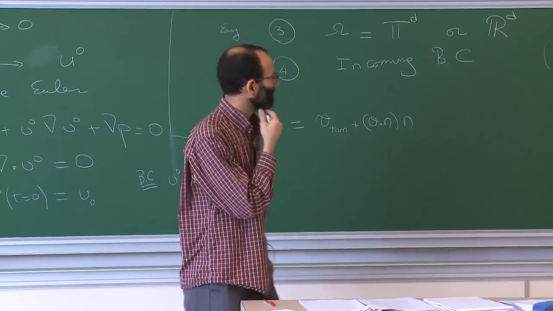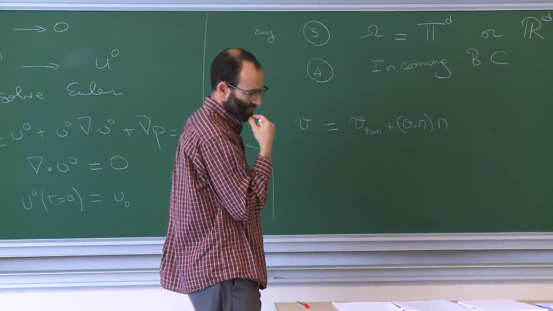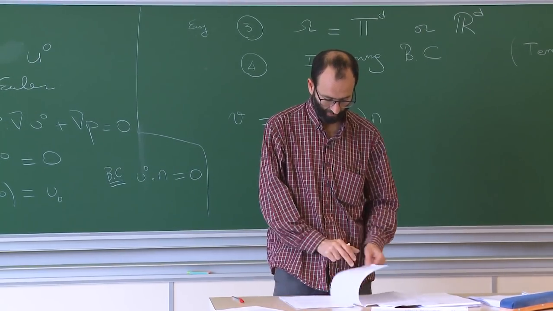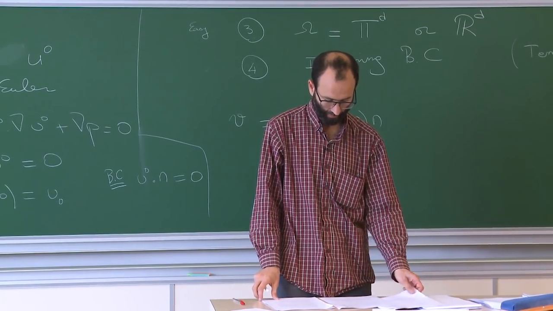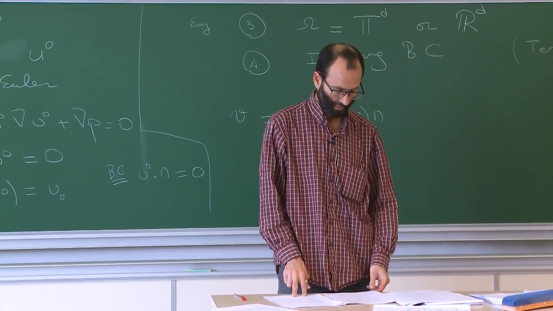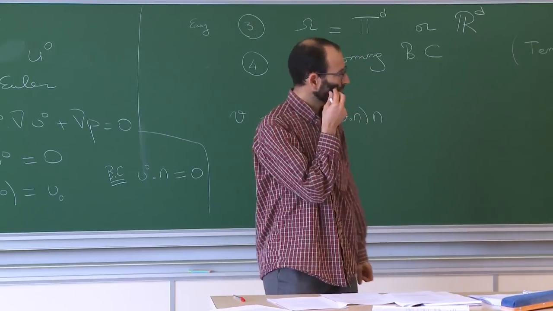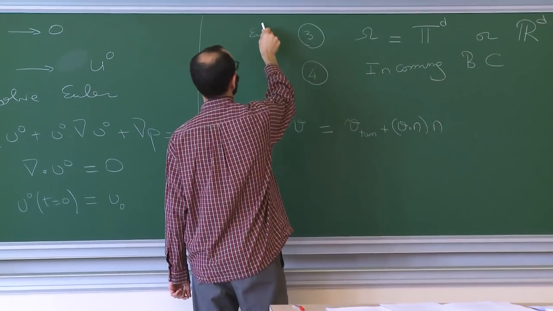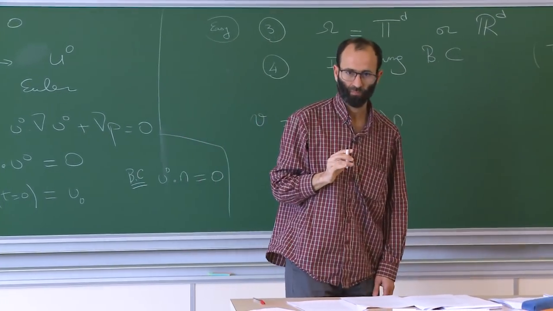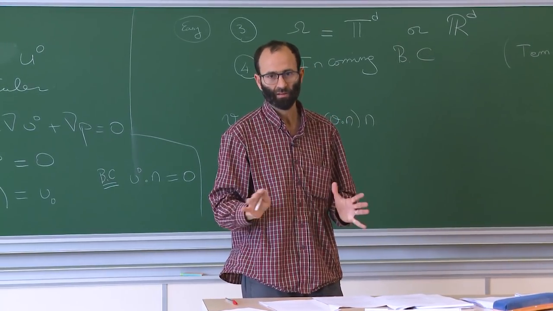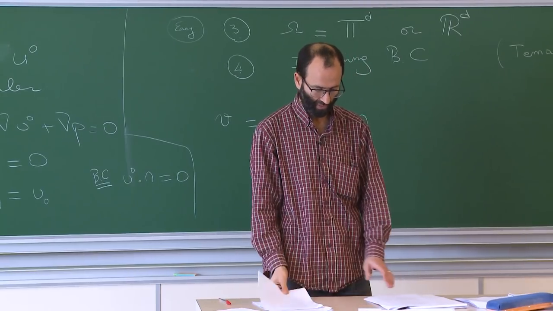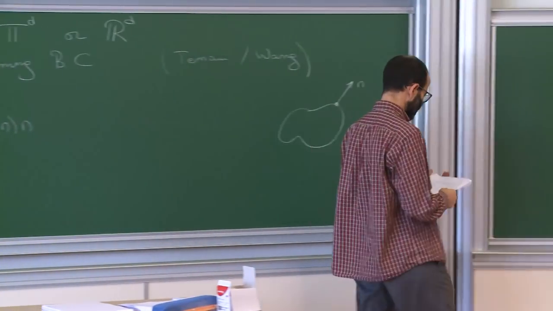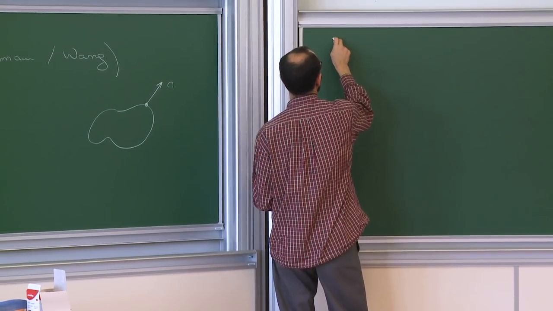So let me start by explaining the difficulty. Let's start by case three, where there's no boundary layer, nothing, so everything can be done easily. So for case three, I can mention, I can write here.